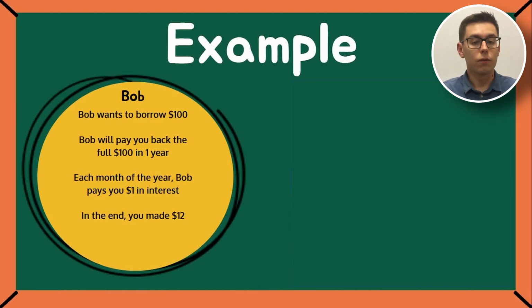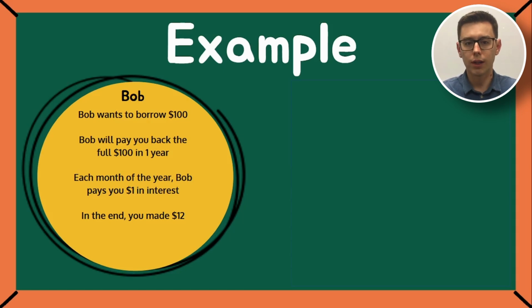Bob will pay you back the full $100 in 1 year. Each month of the year, Bob will pay you $1 in interest. So at the end of the year, when he pays you back, you'll have made $12, $1 for each month of the year. Now we're going to assume that Bob is the only one out there offering loans or looking for a loan. And so we're going to assume that Bob is offering the market rate right now, or the effective rate, right? So if he's paying $12 a year for this money, it's going to be at 12%.